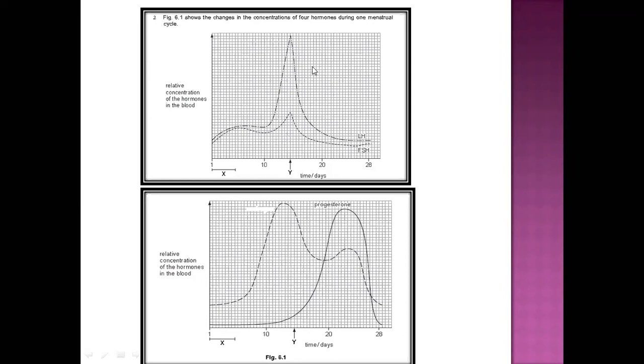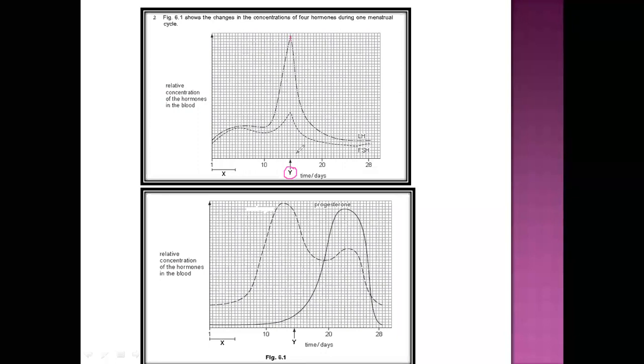So if we see here, this time is day 14, and this is the time of ovulation, because here the LH hormone is at peak. The function of luteinizing hormone is ovulation, and ovulation is the release of ova from the ovary to the fallopian tube.